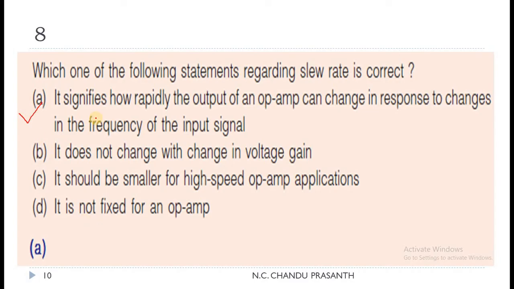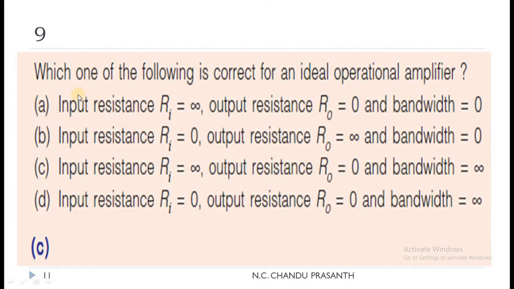Option A, it signifies how rapidly the output of an operational amplifier can change in response to changes in the frequency of the input signal. Okay, this statement is correct for the slew rate.